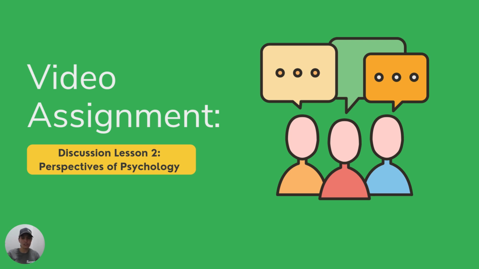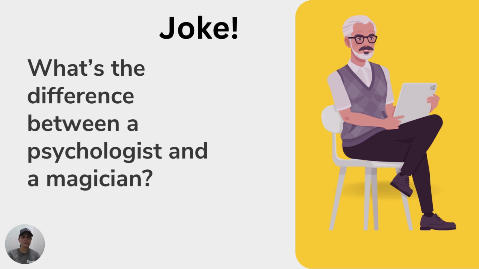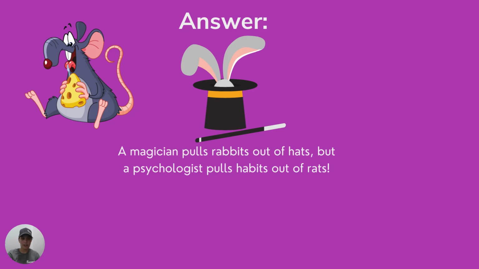Before we do that, though, I do have something special for you, something that I call the joke. Joke of the lesson, joke of the video assignment, whatever you want to call it. But here it is. What's the difference between a psychologist and a magician? You ready? A magician pulls rabbits out of hats, but a psychologist pulls habits out of rats. Get it? Because magicians, the rabbit in the hat, and psychologists, they work with rats.